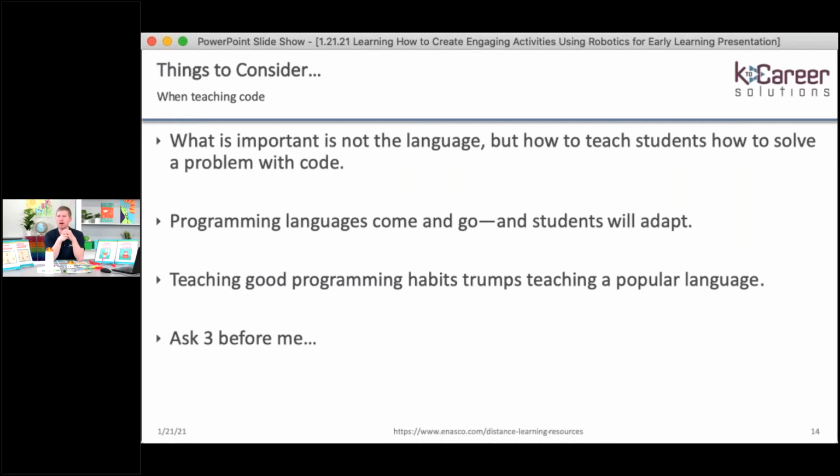You'll hear out there, like, hey, when should I start switching over from block coding to text-based coding? Or maybe, what is the best language out there to teach, or the most popular? Don't jump on that bandwagon.